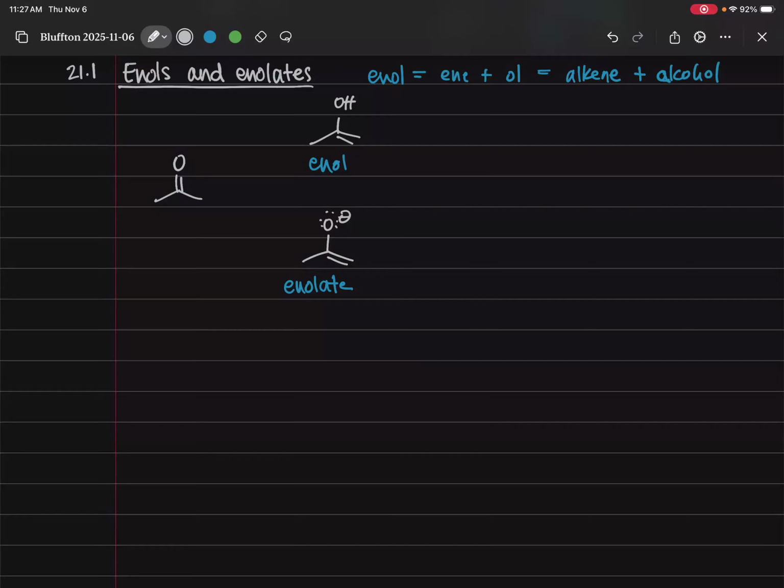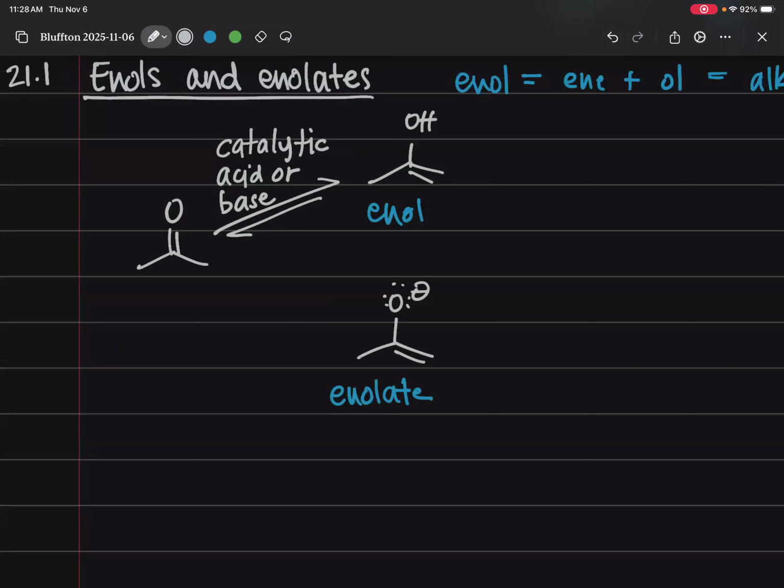So the way we get to these functional groups is starting from a carbonyl compound. Generally speaking, you're not going to start from an alkene to get to an enol or an enolate. Instead, you're going to start from a carbonyl. So to get to an enol, you need catalytic acid or base, and we're going to talk about that in more specifics in a moment.